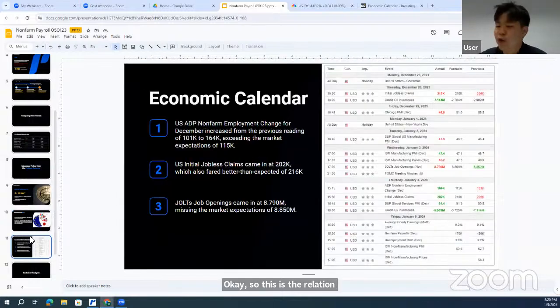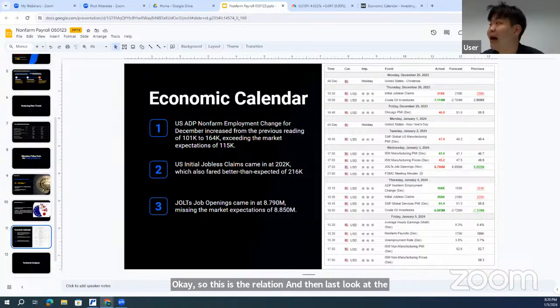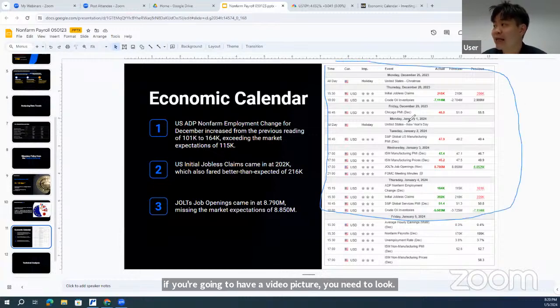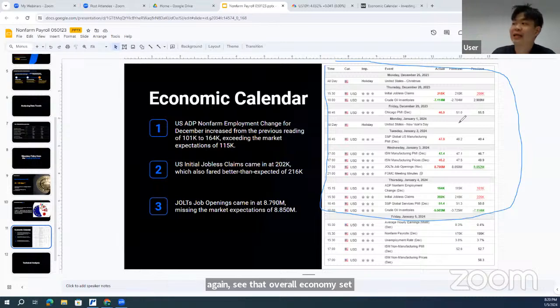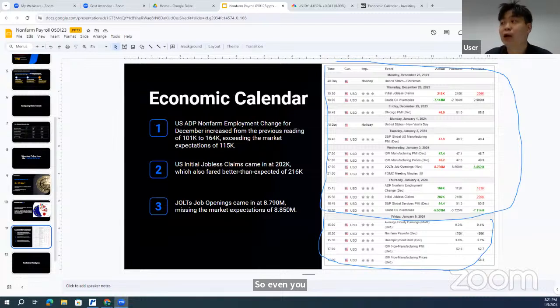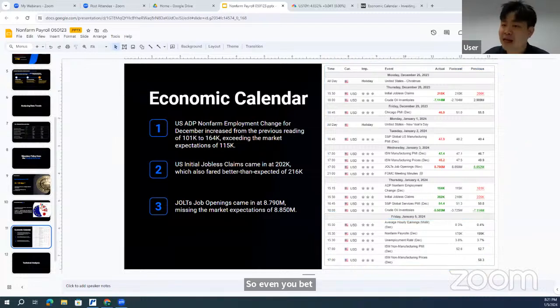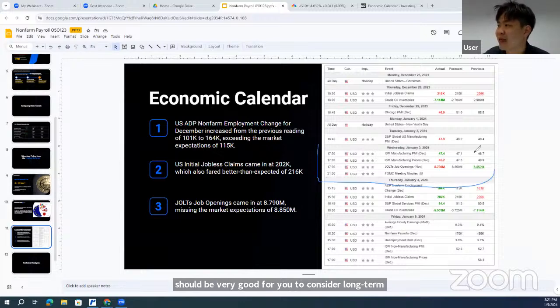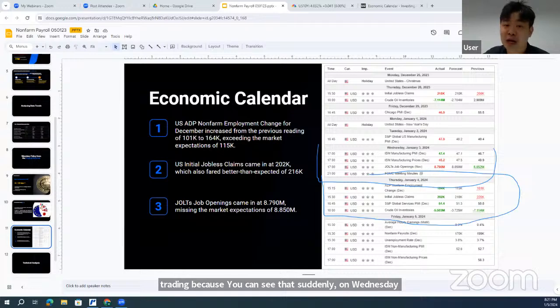Let's look at the US economic data recently. It's not only jobs data. If you want a bigger picture, we need to look at more economic data from the United States. You can see that overall, economic data from the United States are quite mixed. We don't have a very solid reason to say the fundamentals for the US are very good. So what traders need to do is focus on more and more data in future. Even if you bet now, I don't think it's very good to consider long-term trading, because suddenly on Wednesday most of the data are negative, but suddenly on Tuesday the data become better. So the trends for gold and the dollar are very mixed and uncertain.